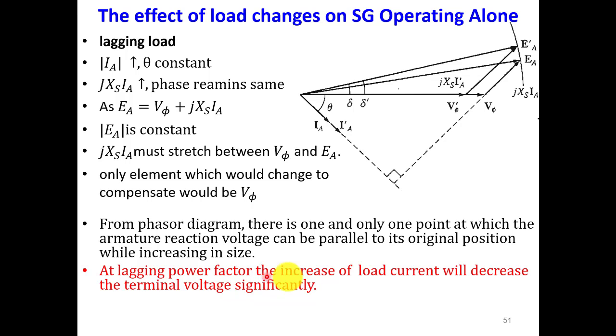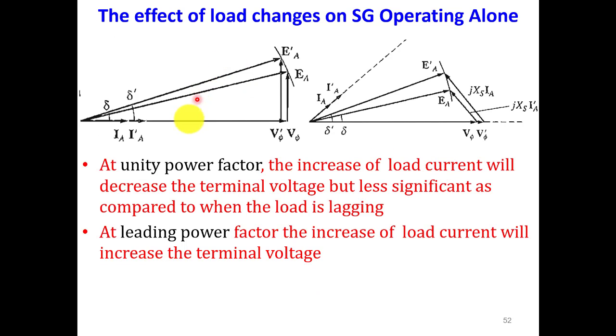So at lagging power factor, the increase of load current will decrease the terminal voltage significantly. Here we can see that this was previously the case, and we had some lagging load already, and we have put another load on this generator. So the terminal or phase voltage will also reduce here.